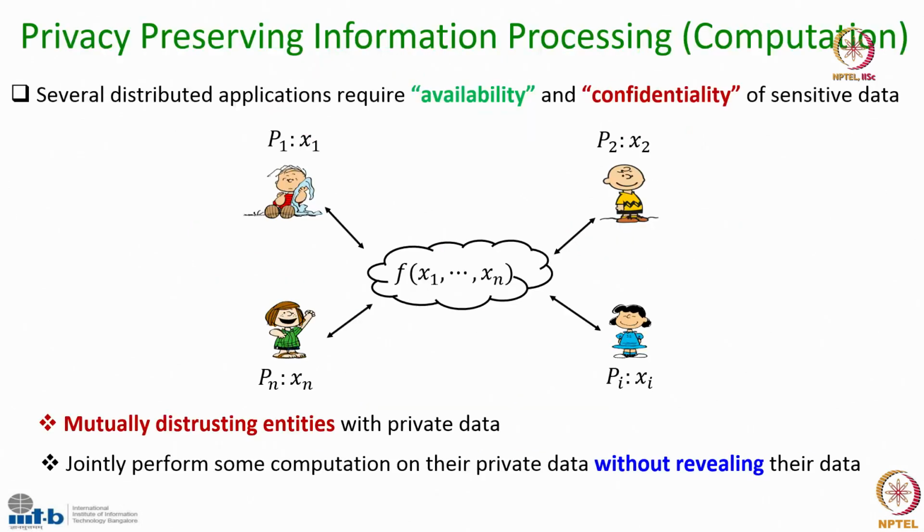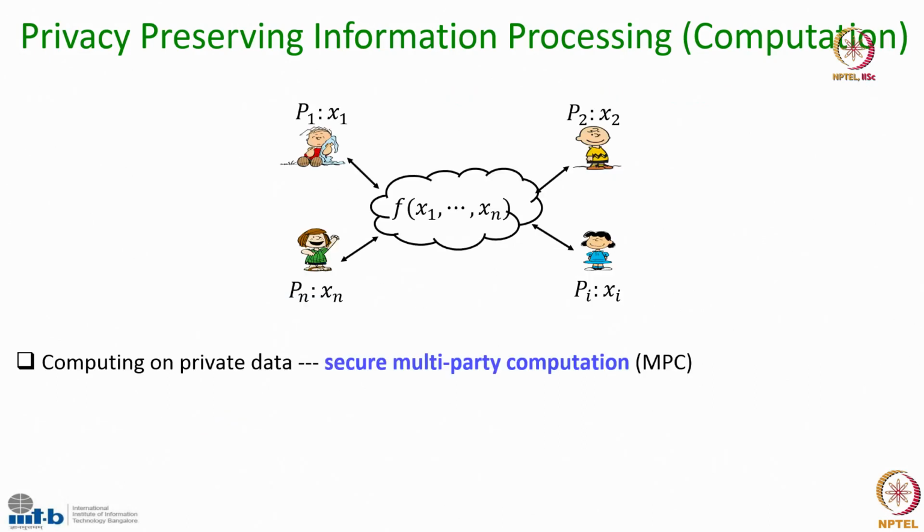There are several real world distributed computing tasks where there are multiple parties who are mutually distrusting, and each party has some private input which the party would not like to disclose to the other parties. But at the same time, the parties would like to perform some joint computation on their data without revealing the data to the other parties. This problem is often called computing on private data, or secure multi-party computation, or MPC in short.